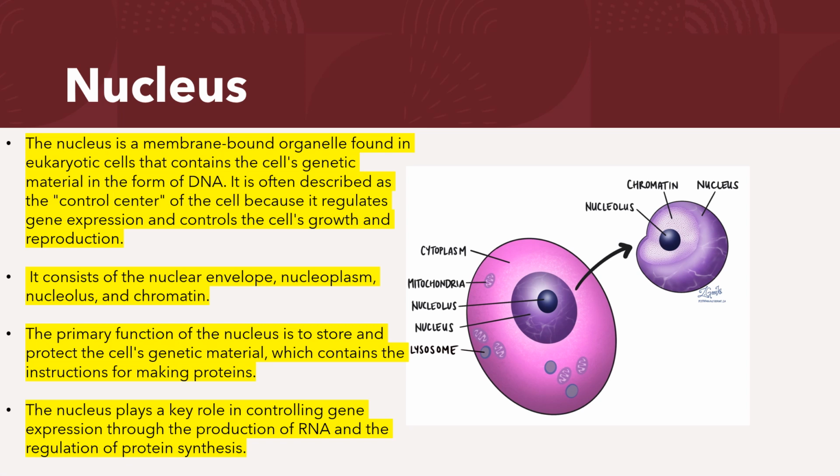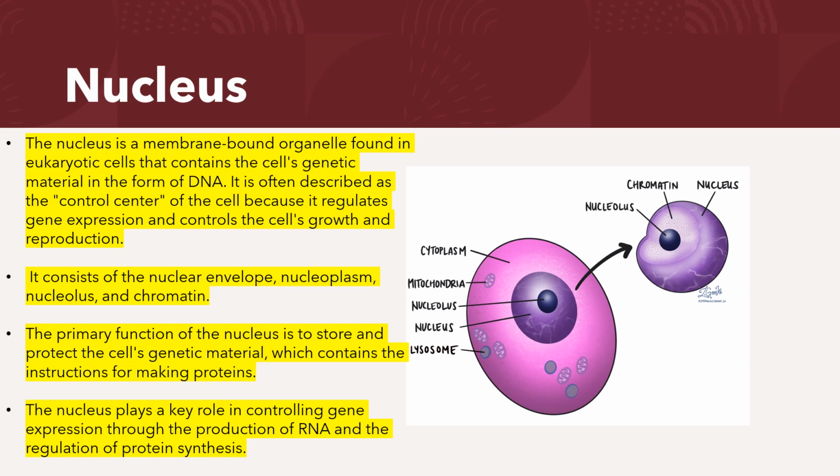The structure of the nucleus consists of several components, including the nuclear envelope, the nucleoplasm, the nucleolus, and the chromatin. The nuclear envelope is a double membrane that surrounds the nucleus and separates its contents from the cytoplasm. It contains nuclear pores that allow molecules to pass in and out of the nucleus. The nucleoplasm is the gel-like substance that fills the nucleus. The nucleolus is a dense region within the nucleus where ribosomes are synthesized. Chromatin is the DNA and protein material that makes up the chromosomes.